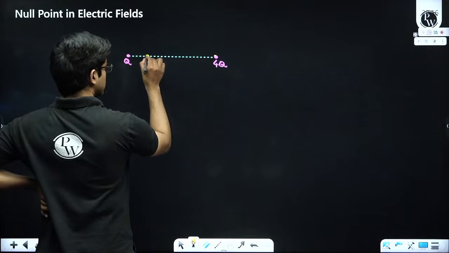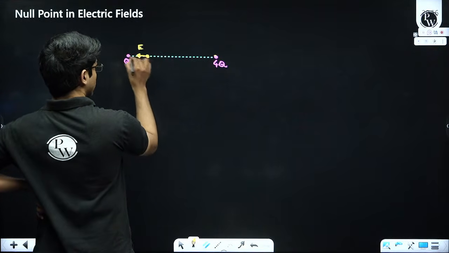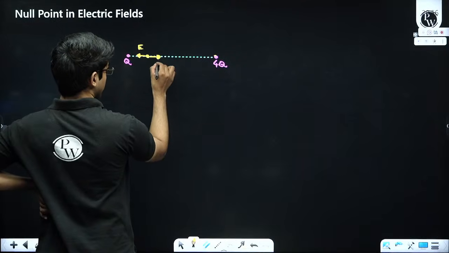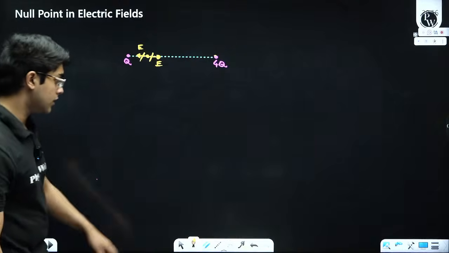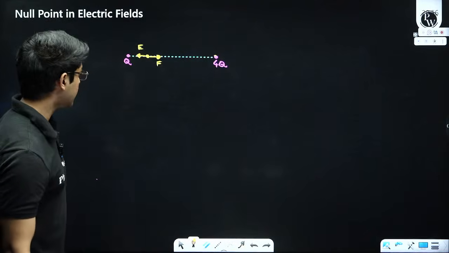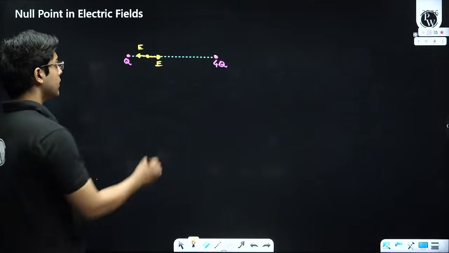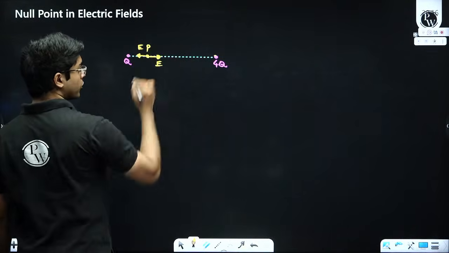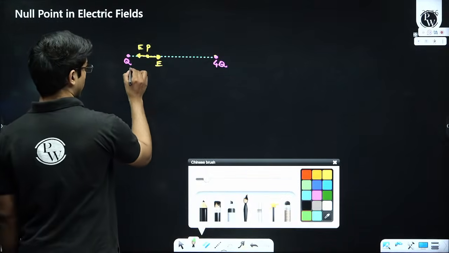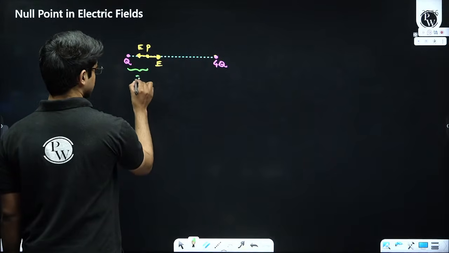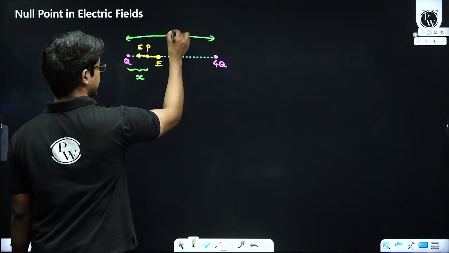So 4Q's field, let's say it is E to the left, and we want Q's field to be E to the right as well, so that they cancel out, right? That is the logic. If I want 0 net field at this point P, then the field due to Q and 4Q should cancel. I don't know where this point is, so I'm calling it X. And the total distance will also be given. Let's call it D.